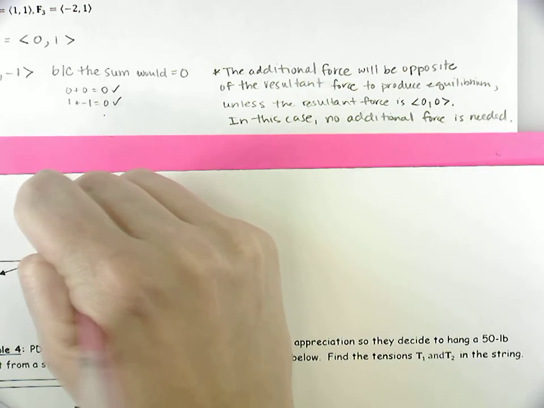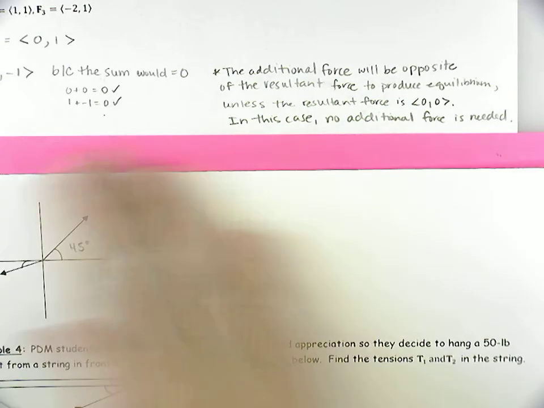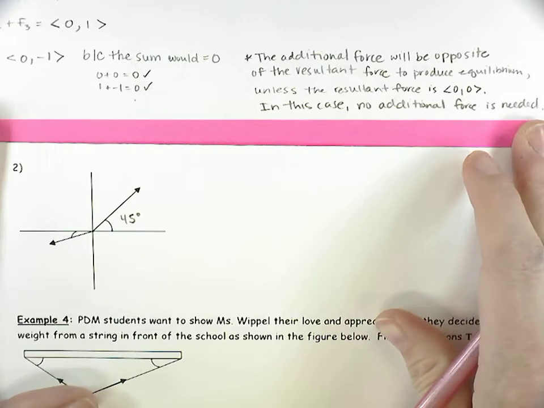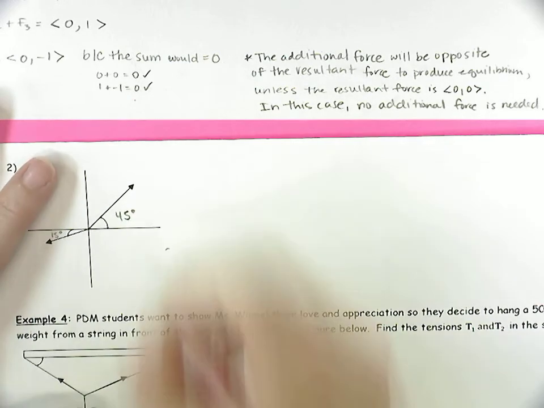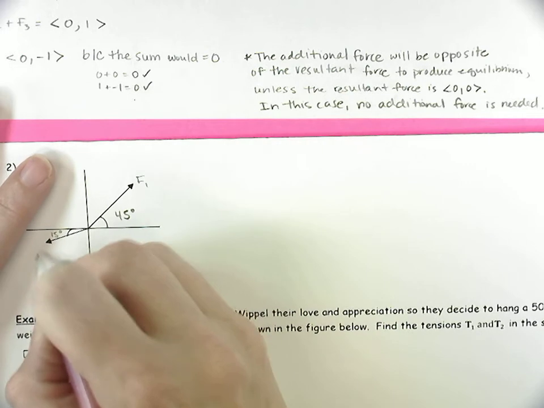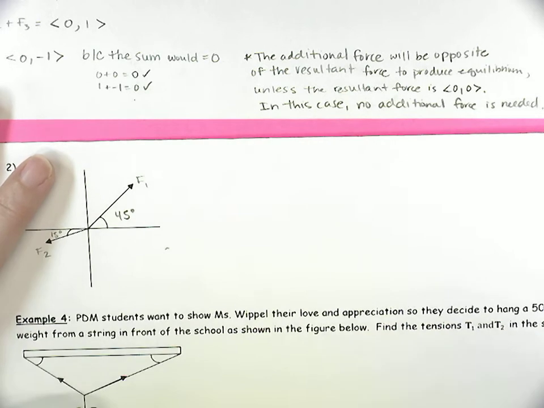Okay, so 45 degrees is what you should have labeled here. This is 15 degrees. This is your first force. This is your second force. Are you guys done with that part or no?